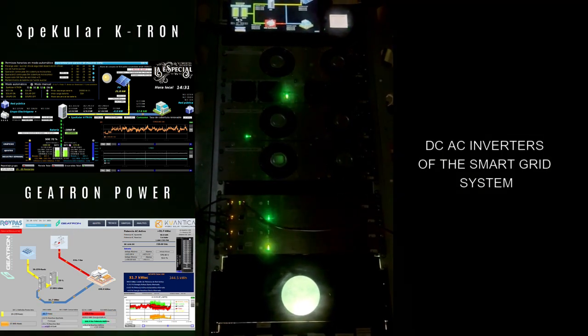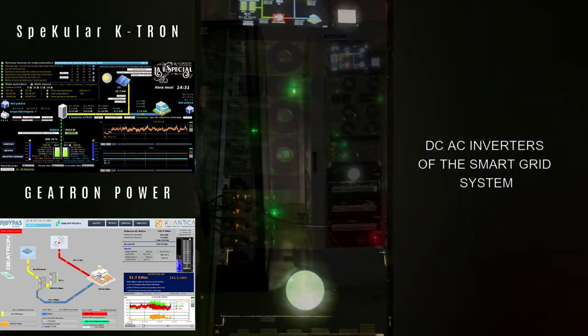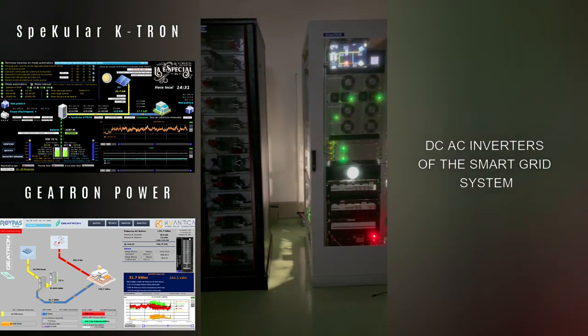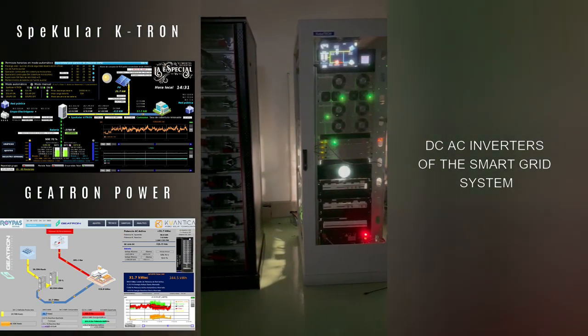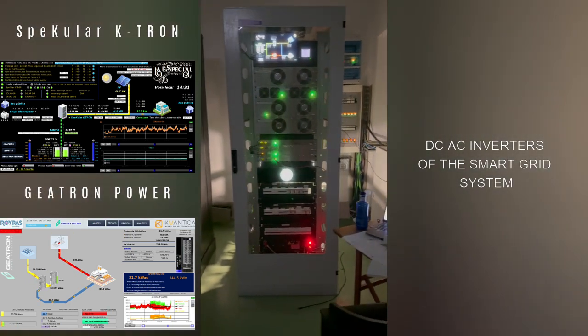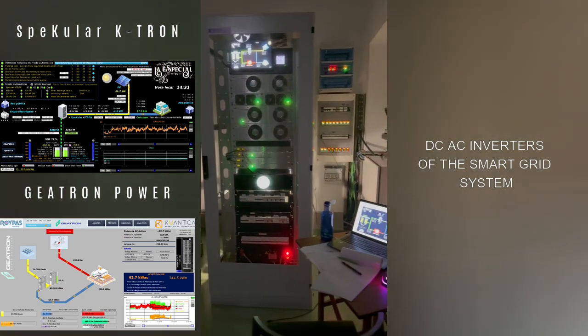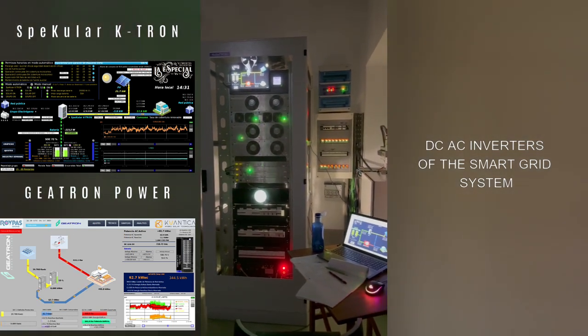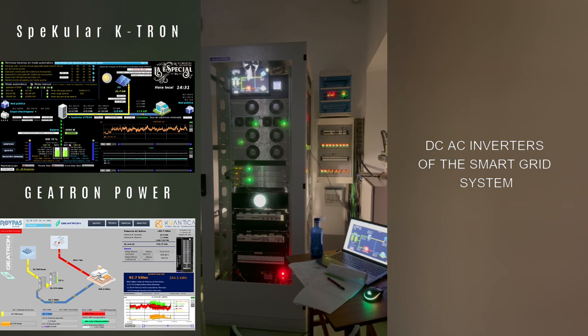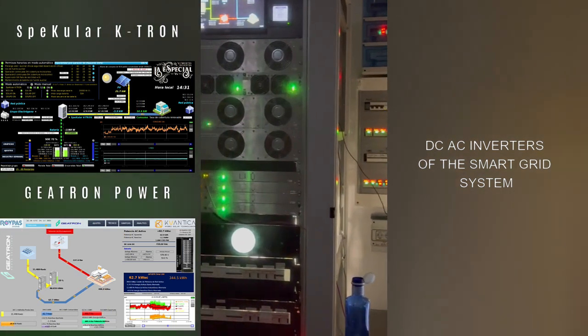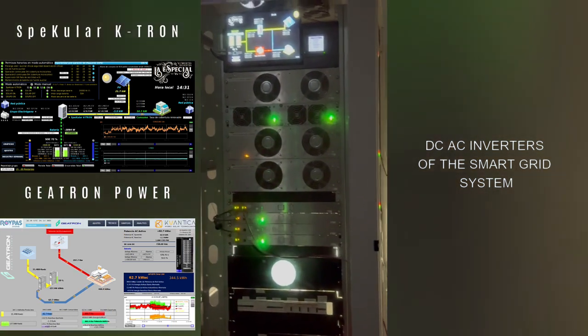DC-AC inverters of the smart grid system. 3-level voltage inverter capable of operating in a single stage or in 2 stages in battery management. Bidirectionality, regardless of the AC generator with which it interacts. Direct line AC connection of the generation.